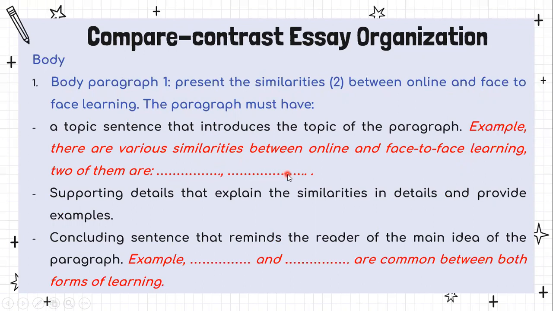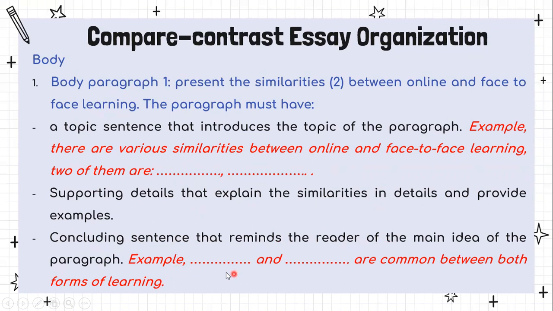That's the topic sentence. In the same paragraph, I should write the supporting details. These two similarities, I explain them here in detail. Okay, so after the first sentence of this body paragraph, the second sentence should explain those similarities in detail and provide examples, as I told you before in the example before. And the last sentence in this body paragraph is the concluding sentence. So it should remind the reader of the main idea of this paragraph.